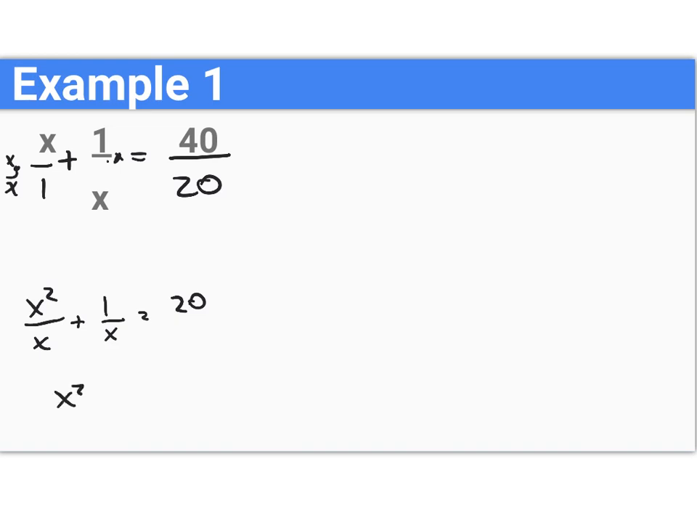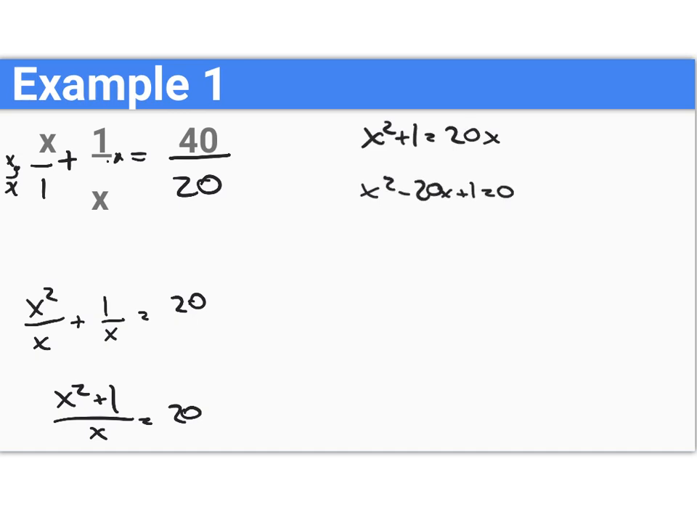Okay, x squared plus 1 over x equals 20. So x squared plus 1 equals 20x, because I cross multiplied the x. So x squared minus 20x plus 1 equals 0. There you have it. This one cannot be factored, because there are no factors of 1 that will add to negative 20, and you're done.